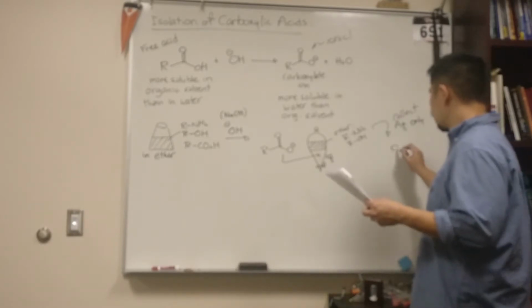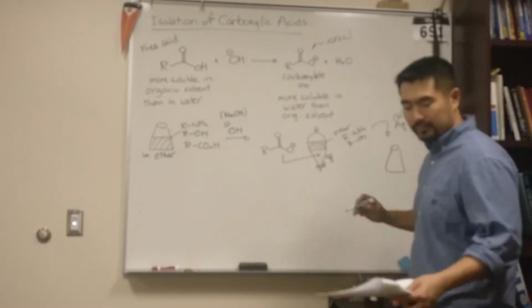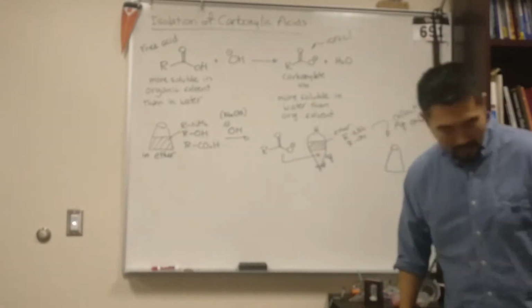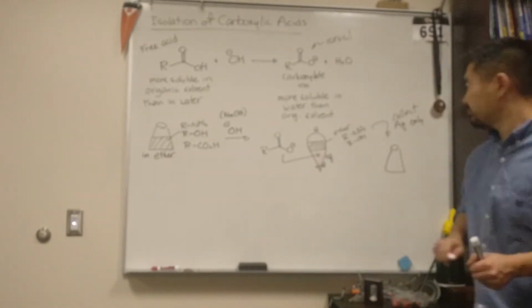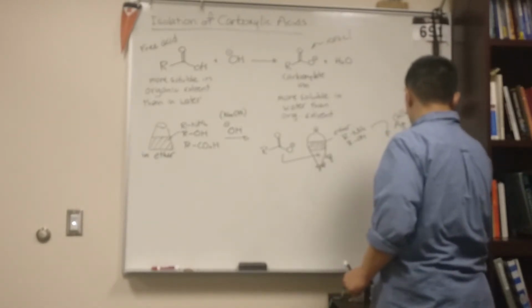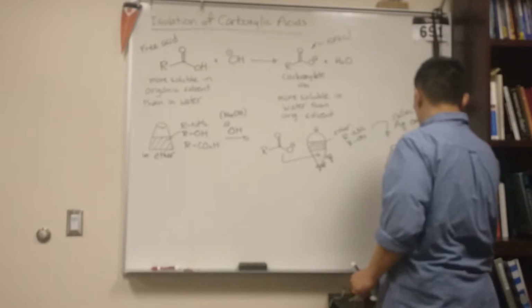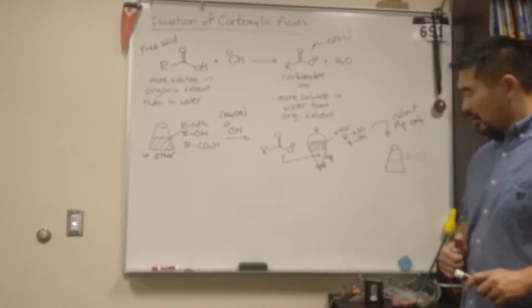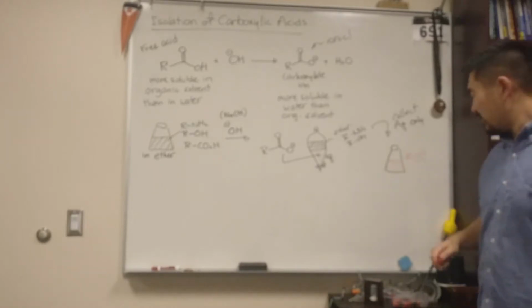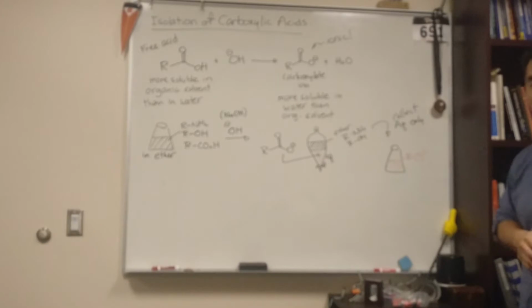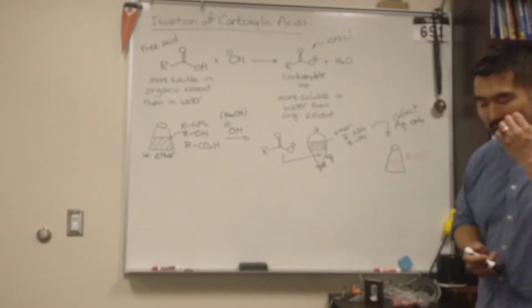Okay, so here's your aqueous layer, and it has in it a carboxylate ion. And this carboxylate ion is not quite free acid. How do we turn that into free acid and isolate it?